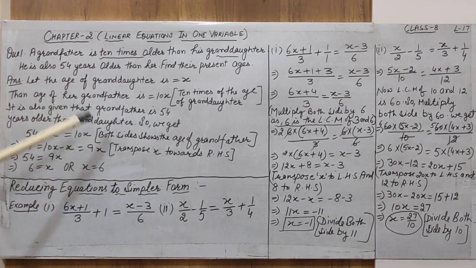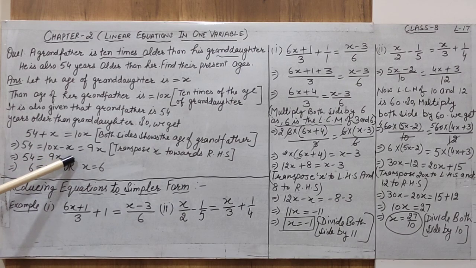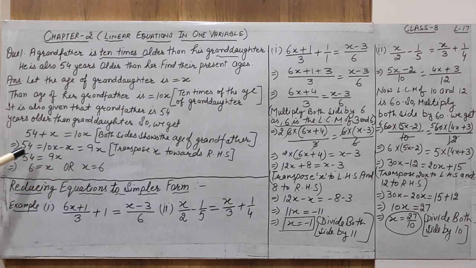Transpose this x towards the right hand side. In the left hand side it is with a positive sign, in the right hand side it is with a negative sign. So in the right hand side we get 10x minus x, which is equal to 9x. Now it is not important.